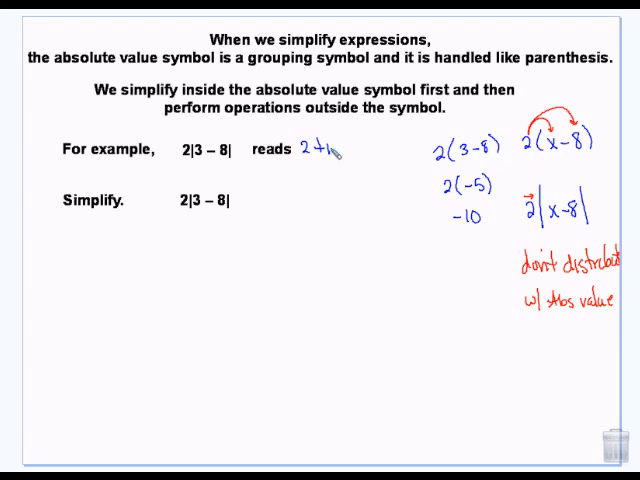So what you want to do is, this is 2 times the absolute value of 3 minus 8. So I have to take 3 minus 8, then take the absolute value of that, and then multiply it by 2. So 3 minus 8 is -5. The absolute value of -5 is +5, so this is +10.